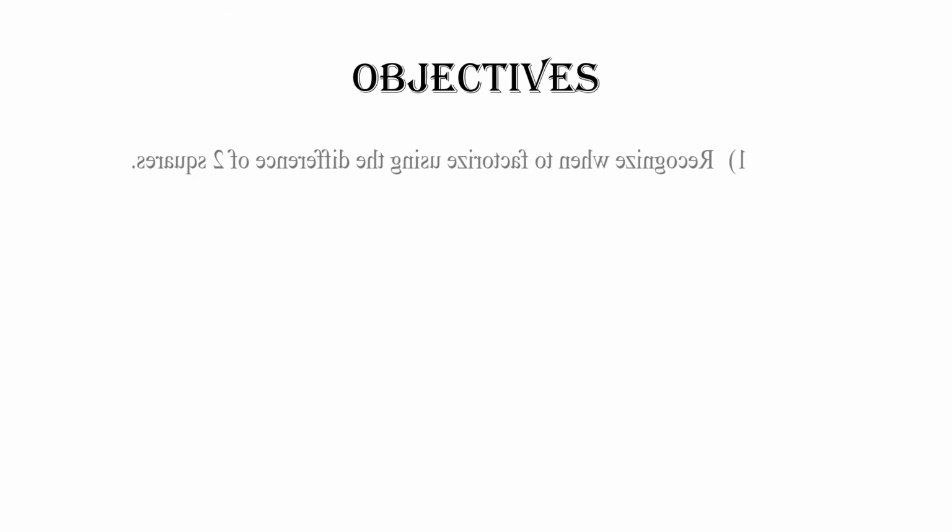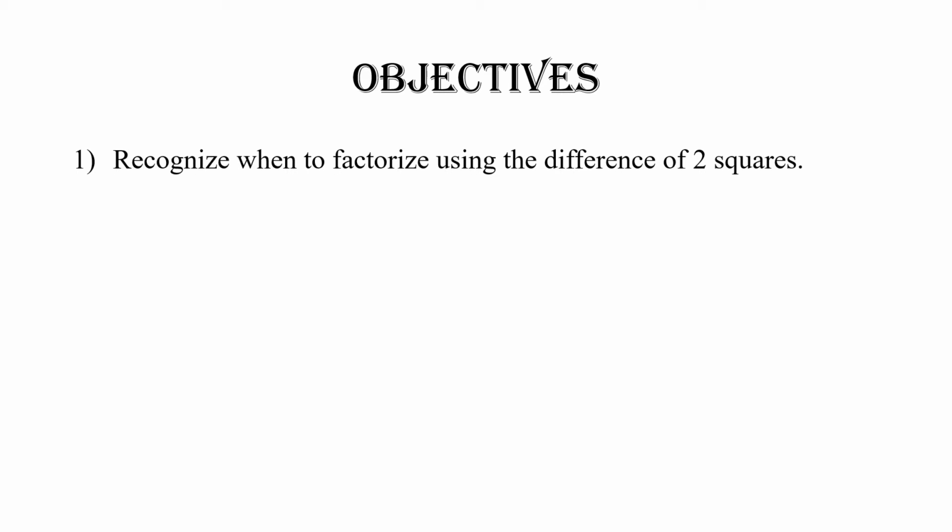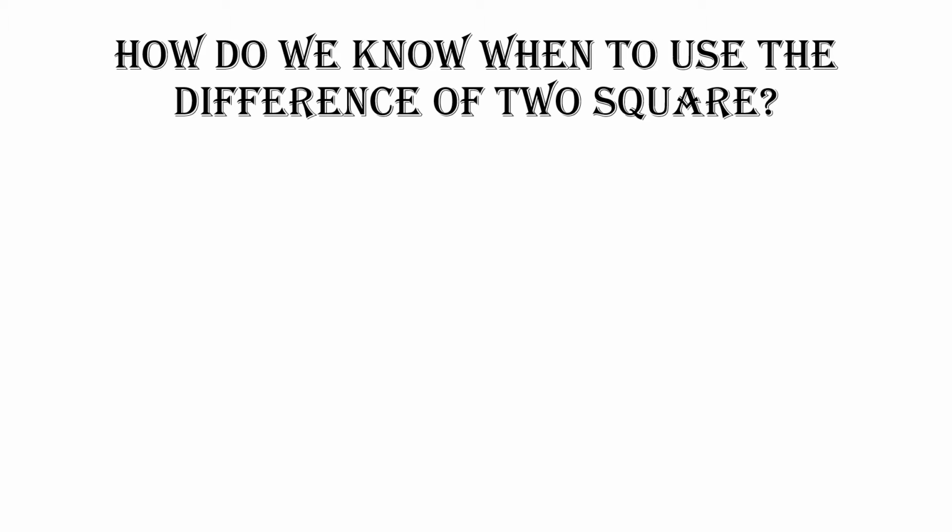Firstly, of course, we have to be able to recognize when to factorize using the difference of 2 squares, and we also need to be able to factorize using the difference of 2 squares. The first one is very tricky because this is one of those questions where disguise is usually a given. They hardly give you this explicitly. Usually you have to be able to identify it.